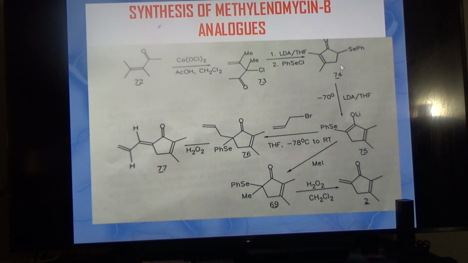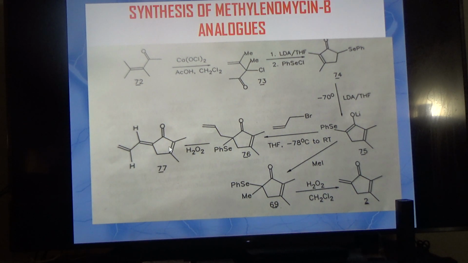That's a simple mechanism. Now this intermediate, on treatment with LDA in THF again, gives you an anion again, but this time you have a selenium enol. It's an enol flanked by selenium, and this can be reacted with allyl bromide at -78 to give this product in 80% yield, and this on oxidation gives the methylenomycin analog in 97% yield.